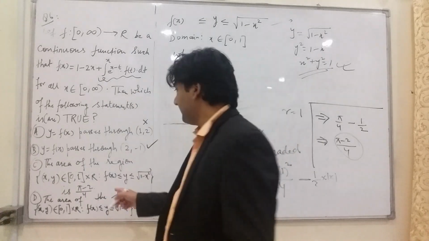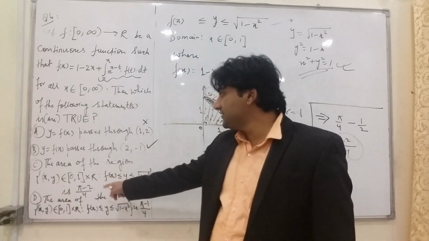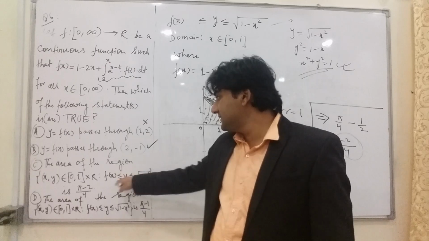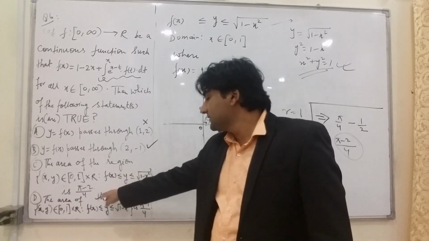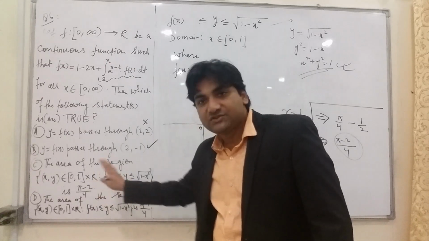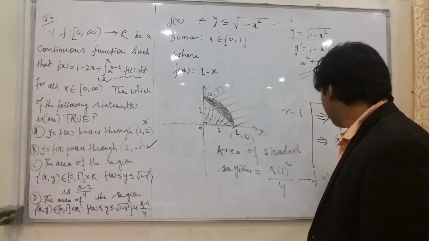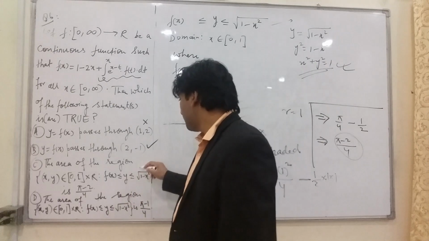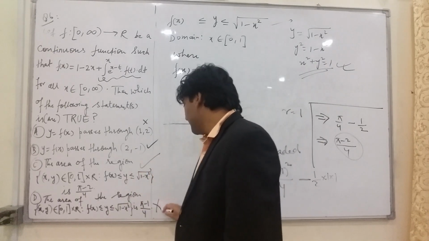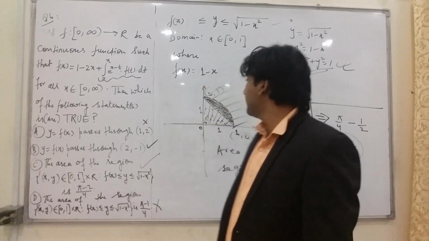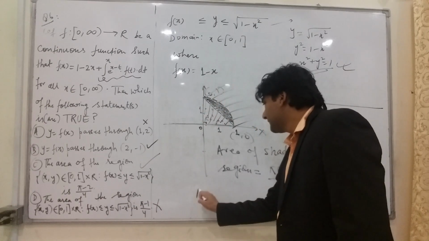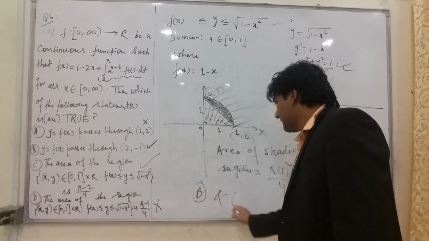So the area of the shaded region is (pi minus 2) by 4. Now if you observe in the options, the area of the region for this curve is (pi minus 2) by 4, and the second option is (pi minus 1) by 4. We got (pi minus 2) by 4. It means option C is right and option D is wrong. So here the right options are B and C.